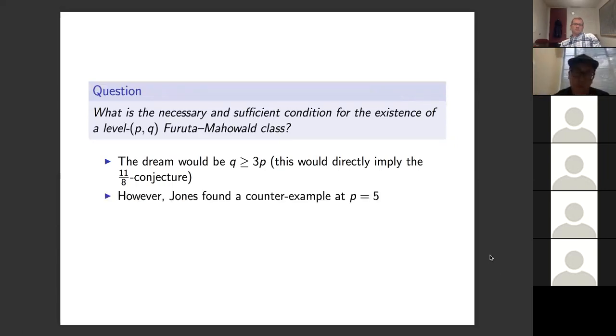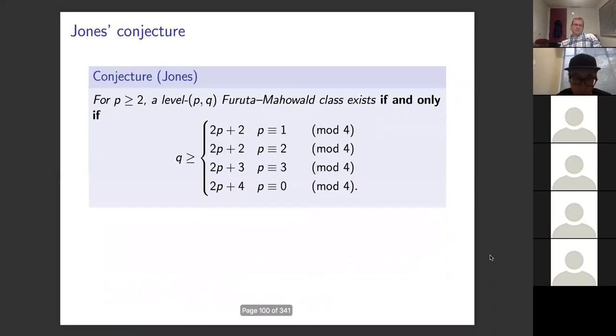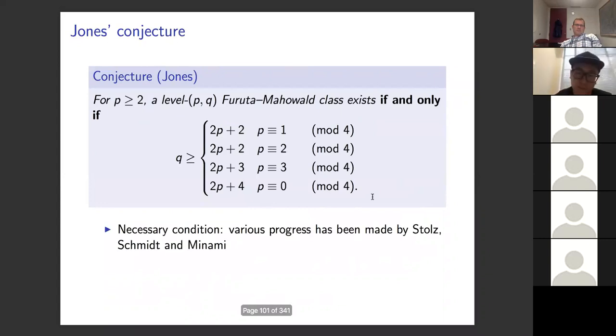So it turns out John Jones found a counterexample when P equals 5. And furthermore, he made a conjecture of what the if and only if condition is for a level PQ Furuta-Hopkins class to exist. And this is the conjecture he made. So he's not saying that it's going to be 3P. It's still going to be 2P, but plus a constant depending on P mod 4. That's the if and only if conjecture. This is just a conjecture about maps between representation spheres.